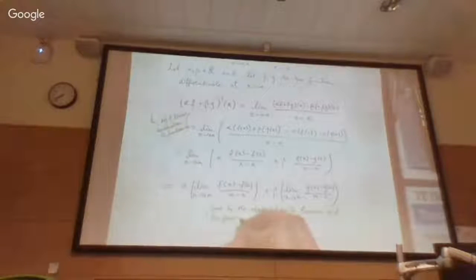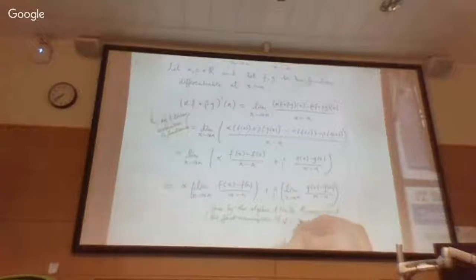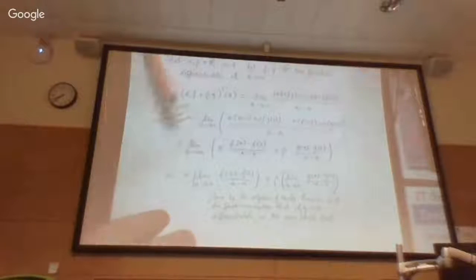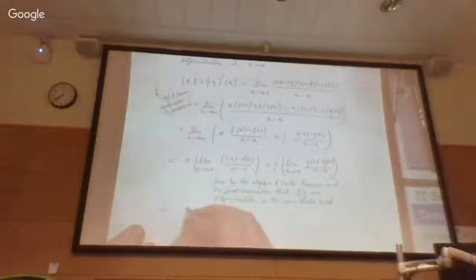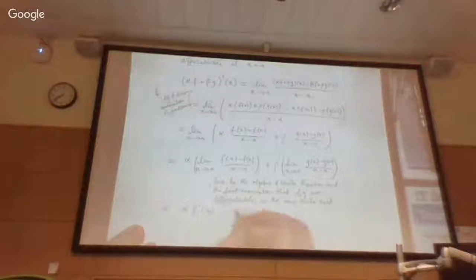And the assumption that f and g are differentiable. So the new limits exist. These new limits introduced here exist. And of course they are exactly alpha times the derivative of f at a plus beta times the derivative of g at a.